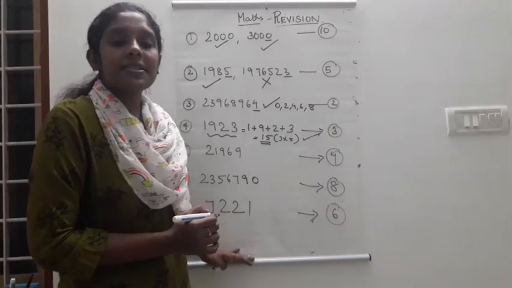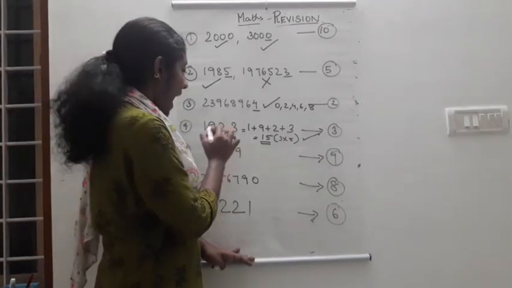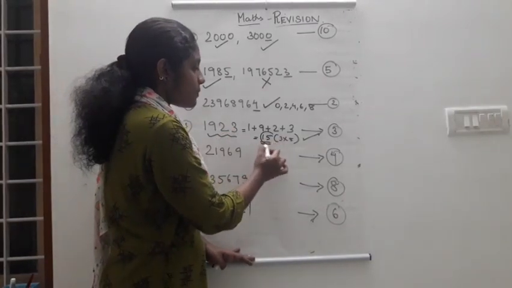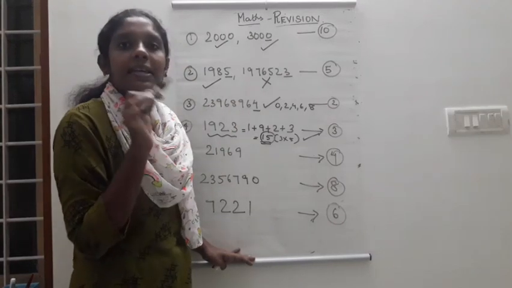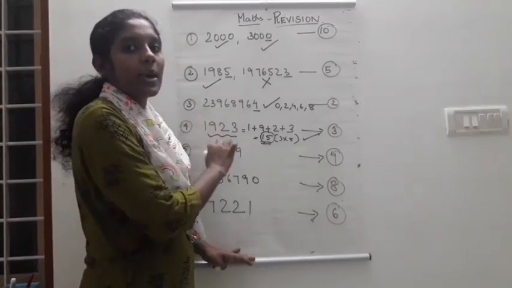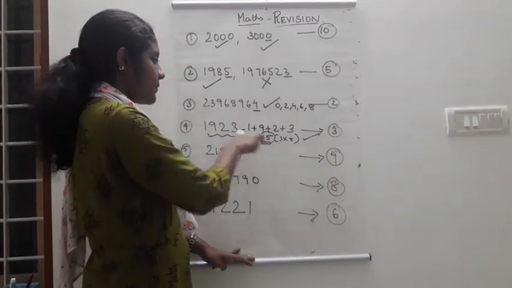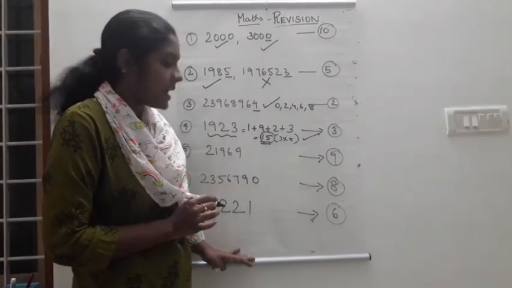So what was the divisibility test of 3? You have to add the numbers and the sum obtained, if it is divisible by 3, that means the whole number will be divisible by 3. Here it is 15, that means it is divisible by 3.